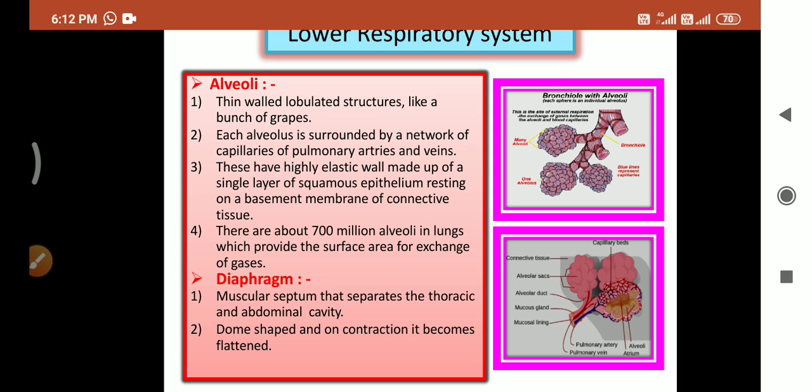So when it contracts, this is very important. Usually when anything contracts, its shape changes, but here in the normal condition the diaphragm is always dome shaped, and when it contracts, it flattens. This will help you when you study the breathing pattern.